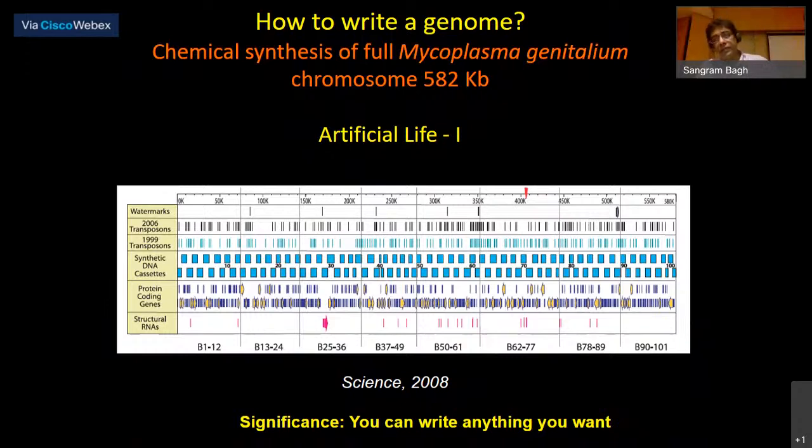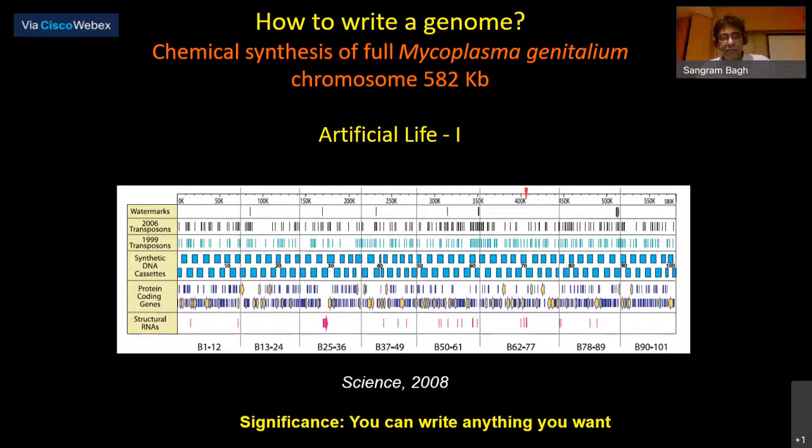The second part is, if we get that DNA, how will we actually synthesize it, how do we make this whole genome? And this is something that is sometimes called artificial life. It was first published in Science in 2008, done by Craig Venter's group. What they developed is that they chemically synthesized the whole genome of a bacterium. It's Mycoplasma genitalium, and you can see it's 582 kilobase pairs.